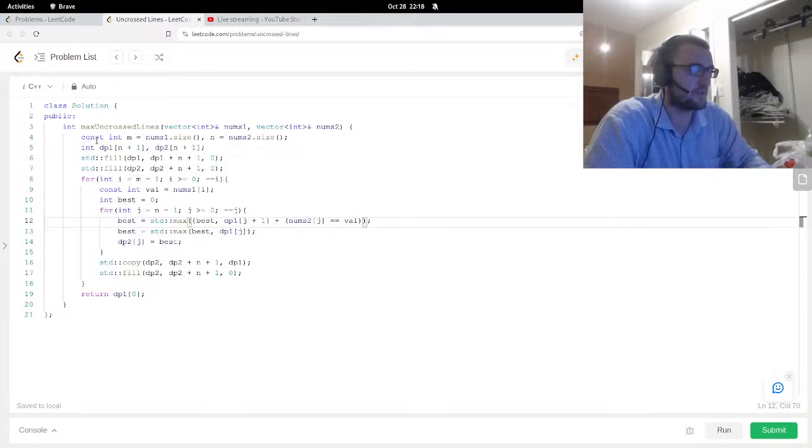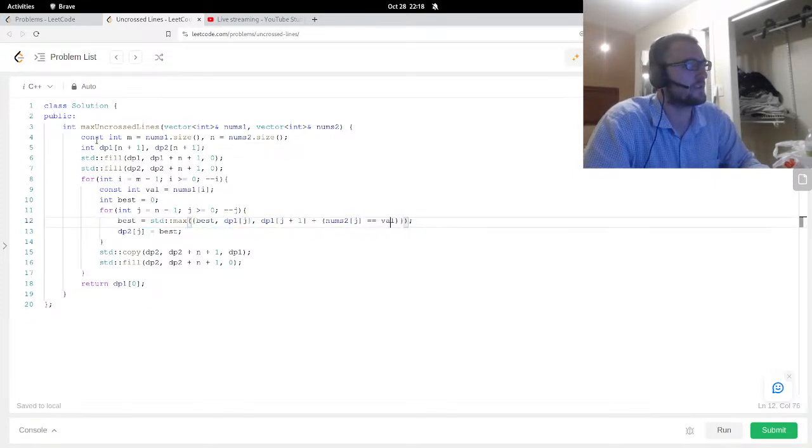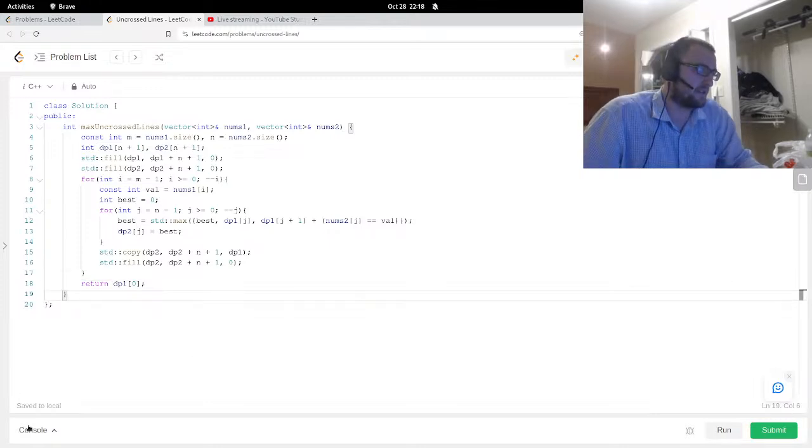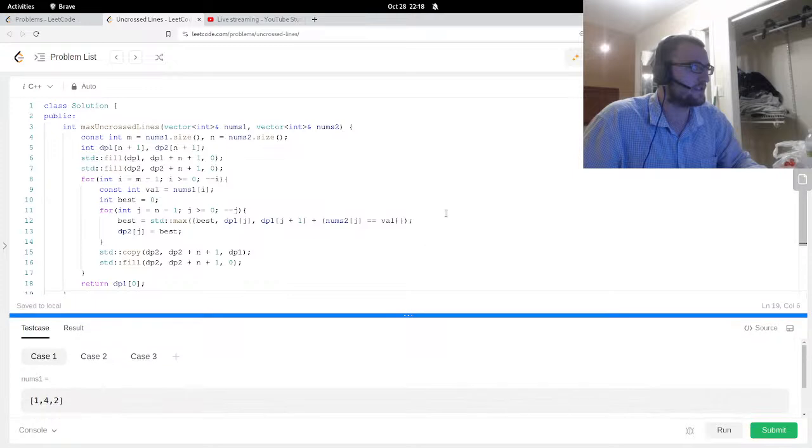Yeah, in which case it's actually going to be the best of these three. It could be just dp1 of j. It could be dp1 of j plus 1 plus this other value. Or it could just be itself, right? Whatever is the best of those three, that's what we're going to set dp2 of j to. And it starts off at 0 initially. I think that's it. Something like that. A little bit confusing, but something along these lines is what we want.